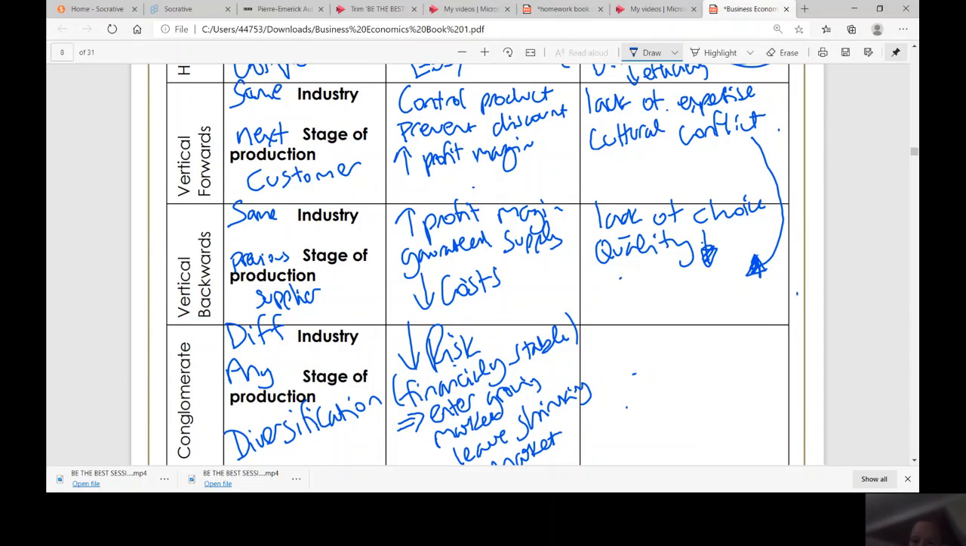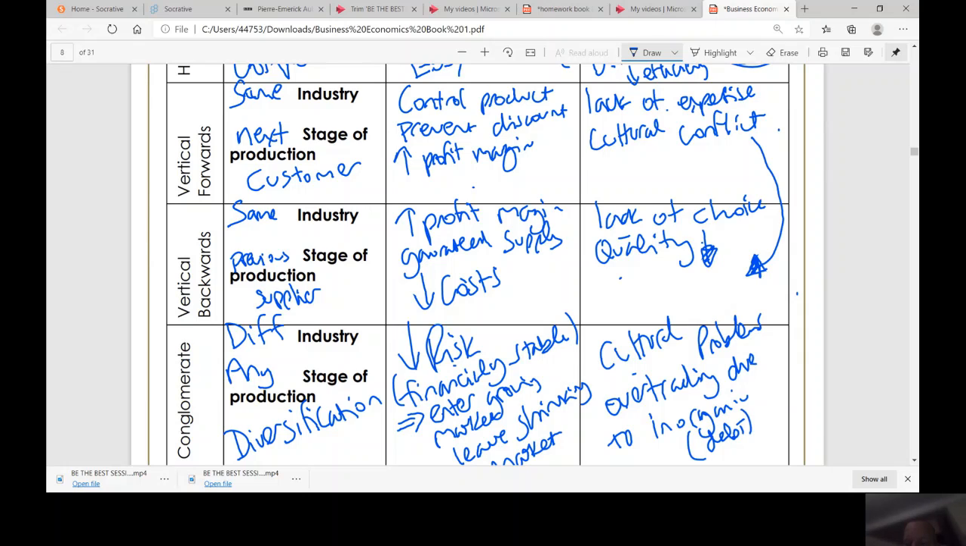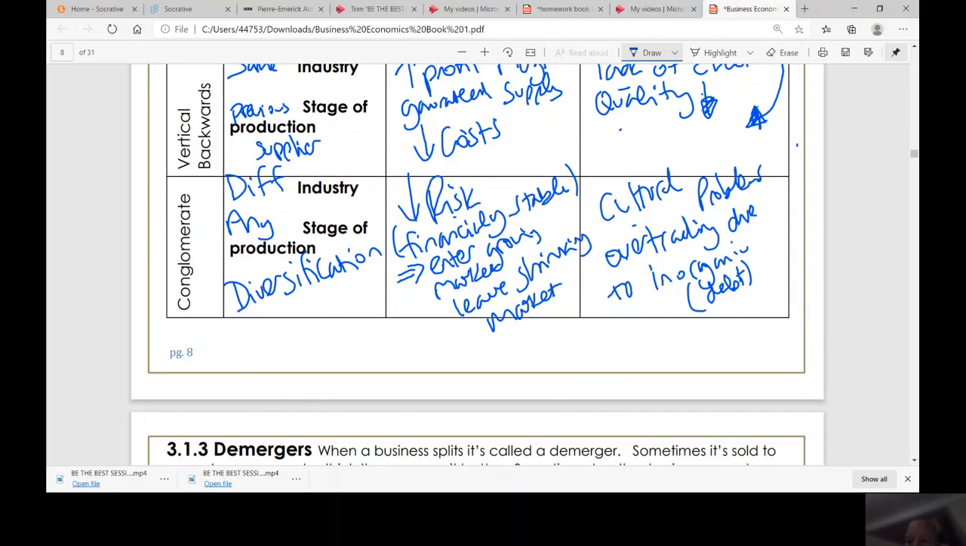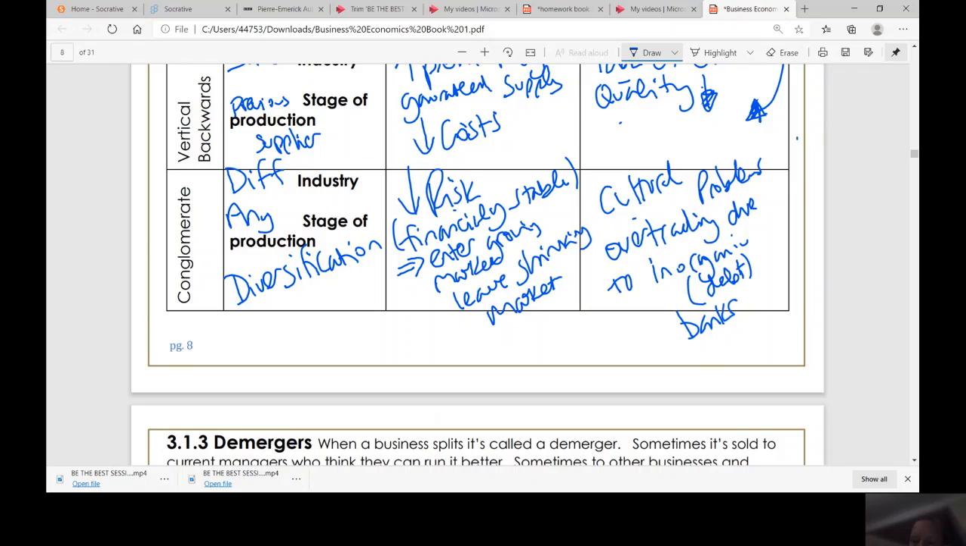In terms of the downsides, again, you can have cultural problems. You can have overtrading due to inorganic growth. So a company grows too rapidly, takes on too much debt, and this could lead to a bankruptcy of that business. So before you are able to take advantage of those different markets, you just become financially insecure and end up going out of business.